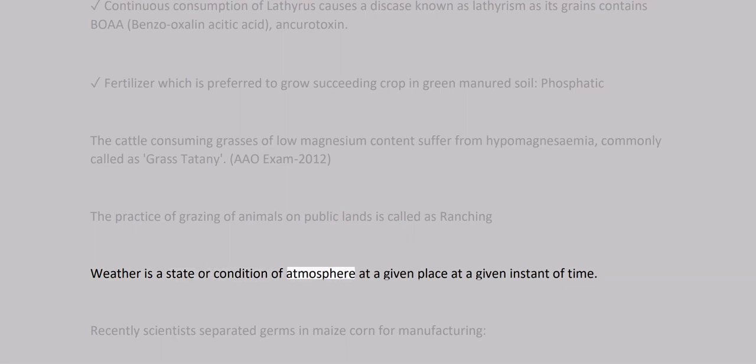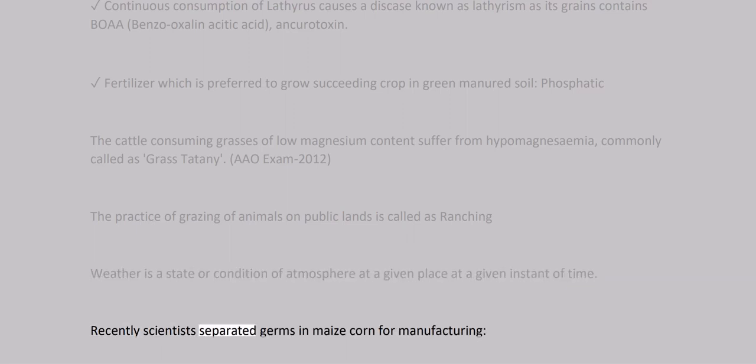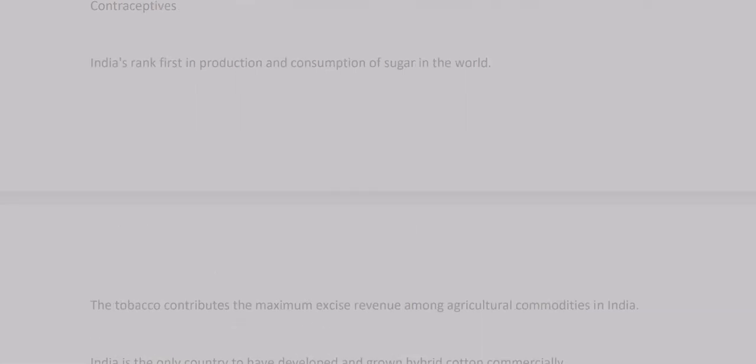Weather is a state or condition of atmosphere at a given place at a given instant of time. Recently, scientists separated germs in maize corn for manufacturing contraceptives. India ranks first in production and consumption of sugar in the world. The tobacco contributes the maximum excise revenue among agricultural commodities in India.